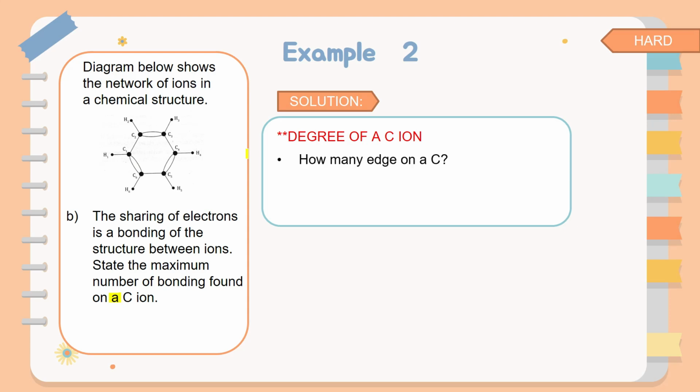So the question is, how many H are on a carbon? How many H is the degree? So we calculate the degree of a carbon ion, which is the same as the number of H on a carbon, and we found out there are 4 H for each of these carbon ions. So there are 4 bonding.